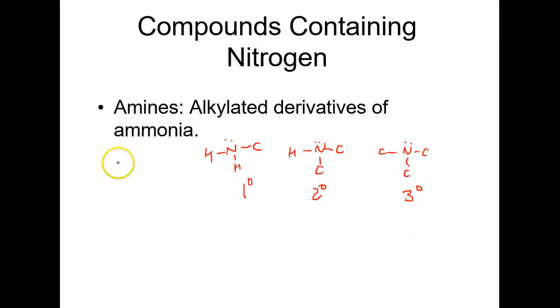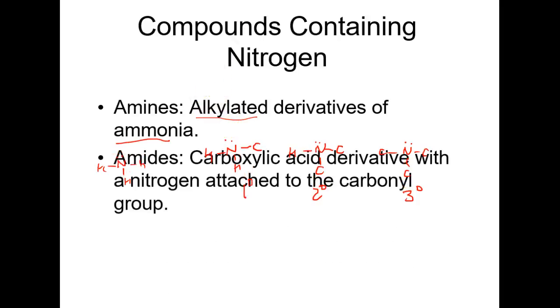Okay? If you do not have a carbon on it, if you just have all hydrogens, that compound is called ammonia. Okay, so it's basically an ammonia but with a carbon. That's why it's called an alkylated derivative of ammonia. Alkylated means it has some sort of carbon group on it. Okay, so that's an amine.